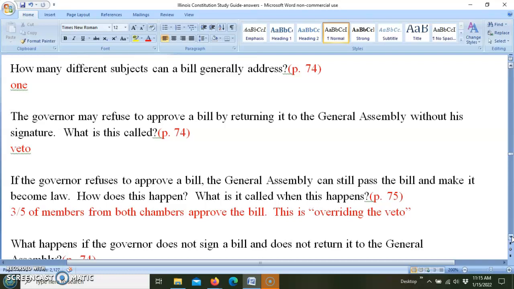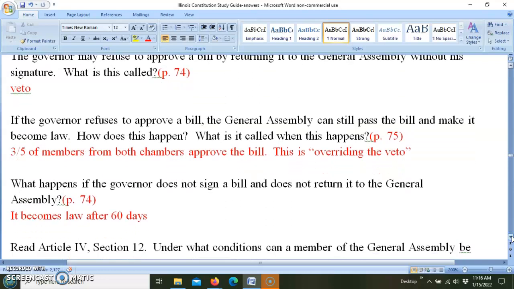So if 3/5 of the members from both chambers still approve the bill, even though the governor vetoed it, that bill will become law, and we call that overriding the veto. When the General Assembly still passes the bill over the governor's veto, they have overridden the veto, and it takes 3/5 of the members from both chambers to do that. That's not easy to accomplish. It's 3/5, 60% is a pretty big majority, so that rarely happens, but it does happen occasionally.